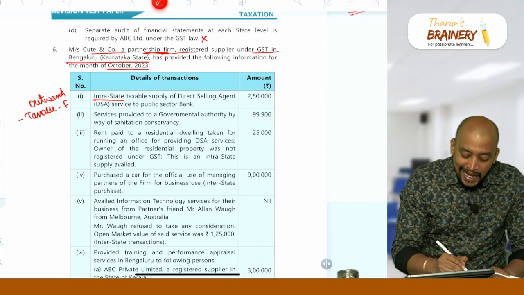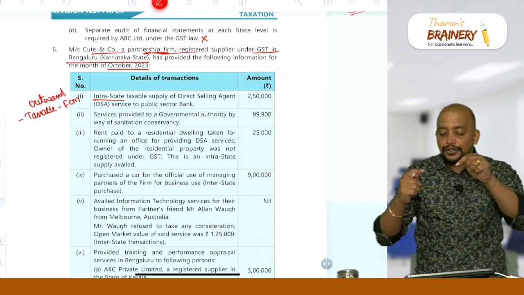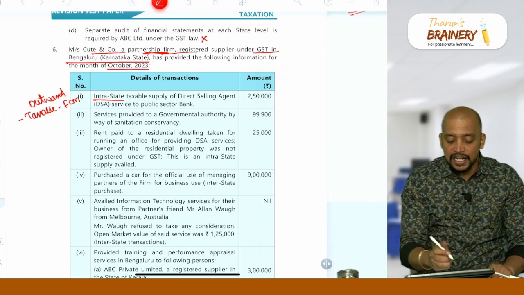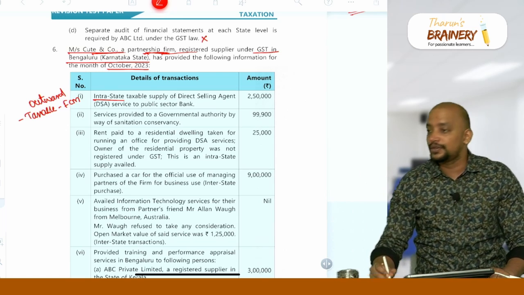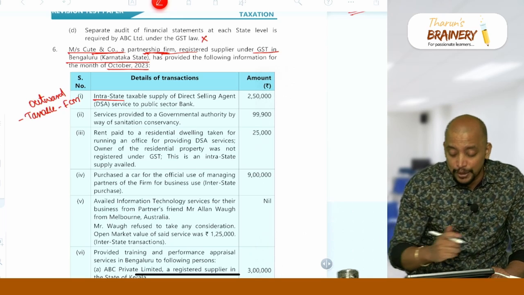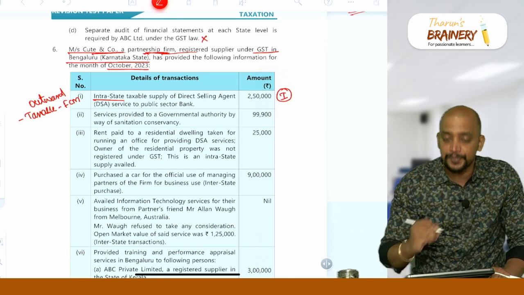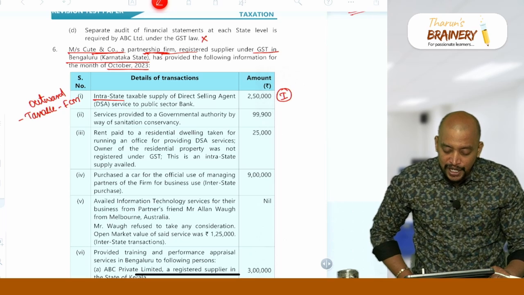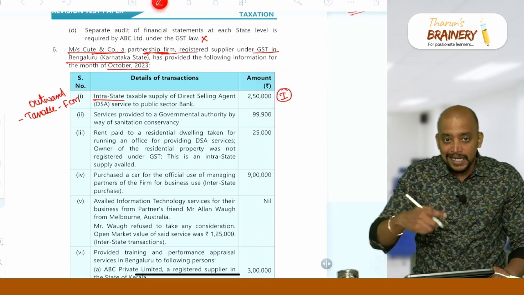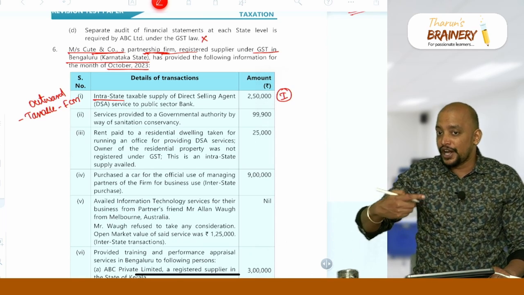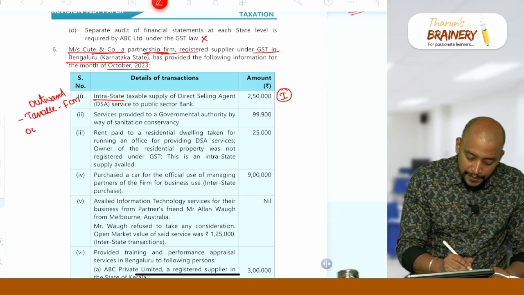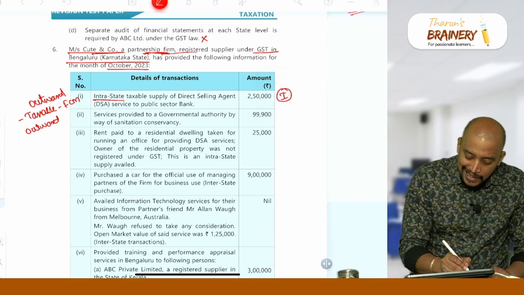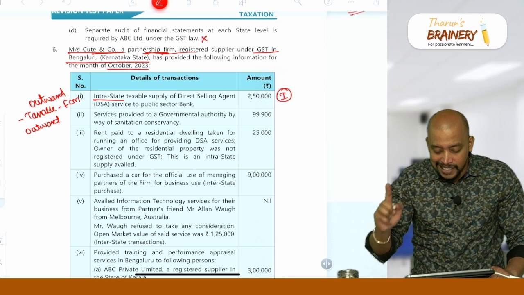Therefore, it will be FCM. So it means we need to include it in the liability of Messrs. Q10 Co. You understood? So in which statement do we need to put it? First statement. Then next, services provided to means it's an outward. Outward, to a government authority.